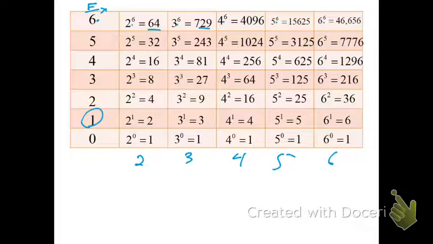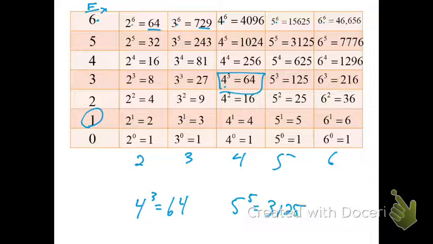Now, if I wanted to know, let's see here, what is 4 to the 3rd power? Well, I'd look right here. 4 to the 3rd power is 64. If I said, okay, what's 5 to the 5th power? That would be 3,125.